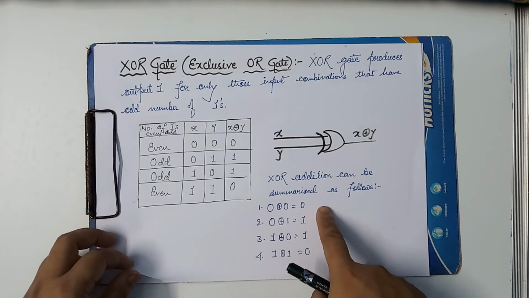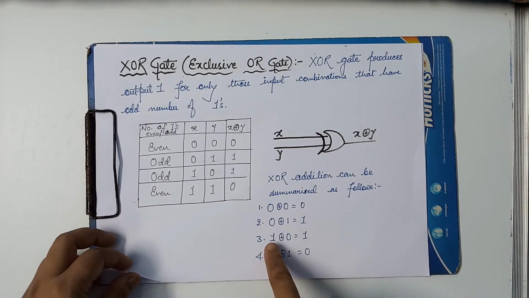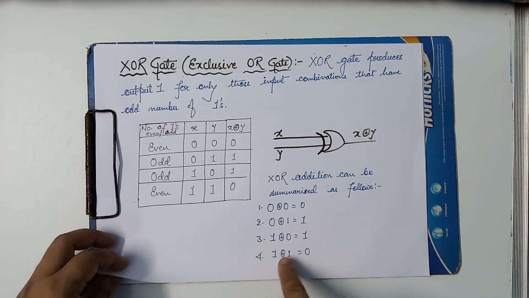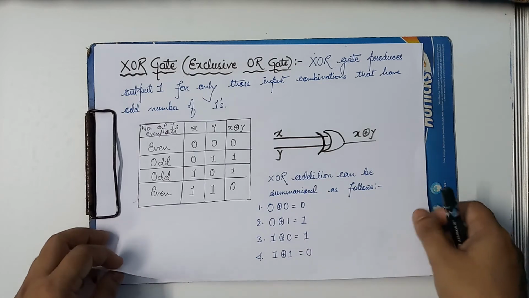0 XOR 0 is always 0. 0 XOR 1 is 1. 1 XOR 0 is 1, and 1 XOR 1 is 0. Okay.